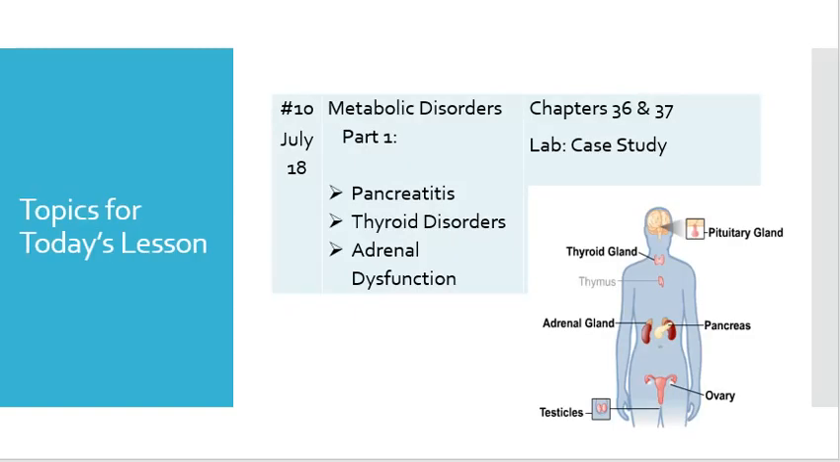So for today's lesson, we will continue on talking about metabolic disorders. We had an introduction to the endocrine system last week when we talked about the anatomy and physiology of things like the thyroid, parathyroid, adrenals, pancreas, hypothalamus, pituitary, and so on. Today, specifically in this audio recorded lecture, we will talk about pancreatitis, various thyroid disorders, and adrenal dysfunction. And this is covered in chapters 36 and 37 of Sheehy's Emergency Nursing Principles and Practice textbook, 6th edition.